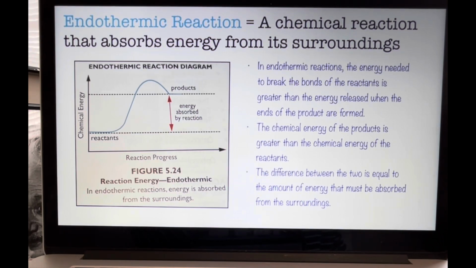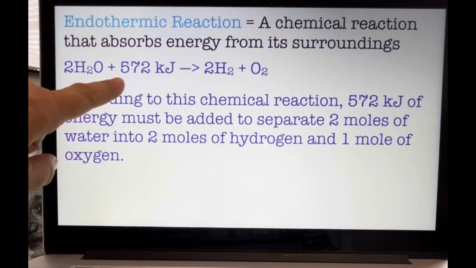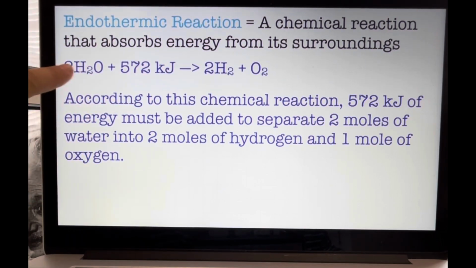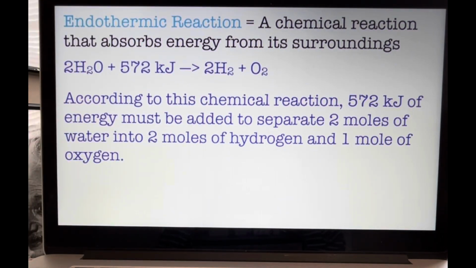In water electrolysis, energy must be added to keep the reaction going. So when we write the chemical equation for the decomposition of water, the energy term appears on the side of the reactants. So this is the energy. It's on the side of the reactants, not the products. According to this chemical equation, 572 kilojoules of energy must be added to separate 2 moles of water into 2 moles of hydrogen and 1 mole of oxygen.